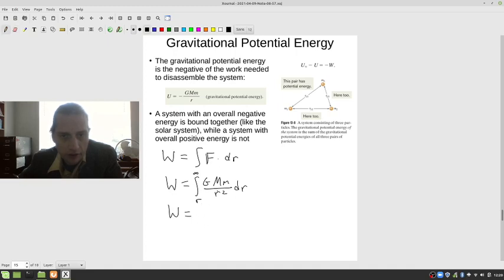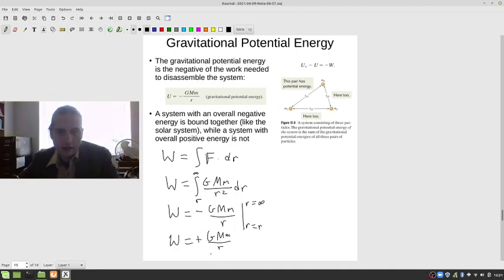I can take the integral of this thing, and it would be minus GMm over r, not r squared. If you take the derivative of this, you'll get that. And we're going from r equals r to r equals infinity as my limits on my integral. And so there my work would be just minus, so it would be plus GMm over r.